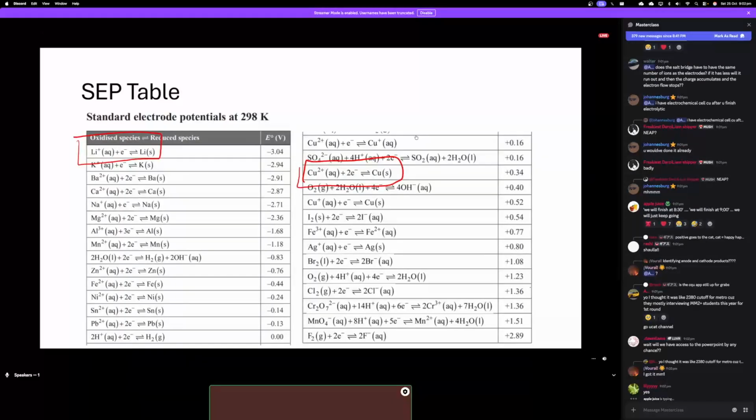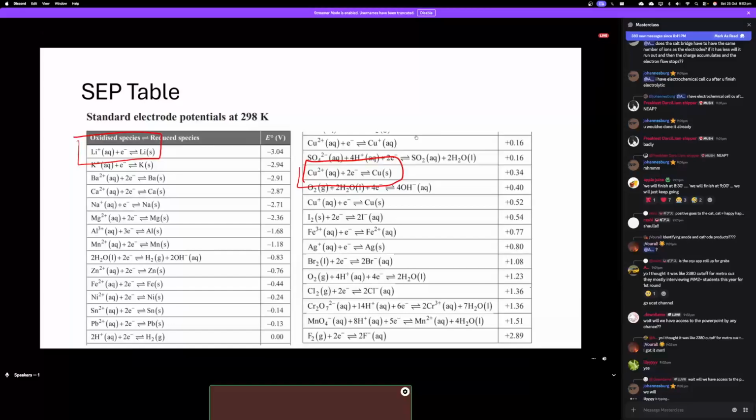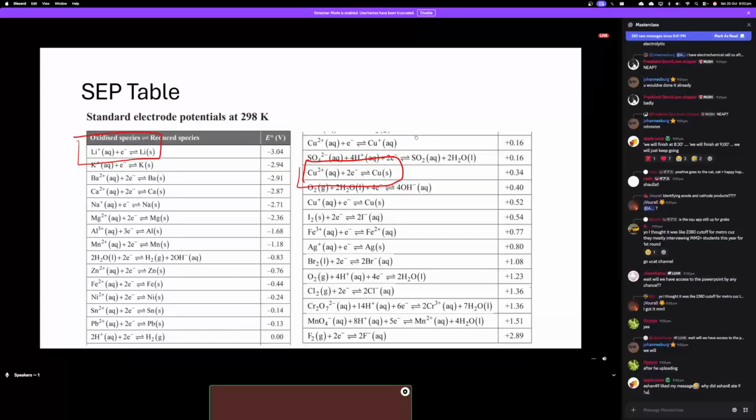Access to PowerPoint? Yes, you will have access to PowerPoint. We've been going for a long time.